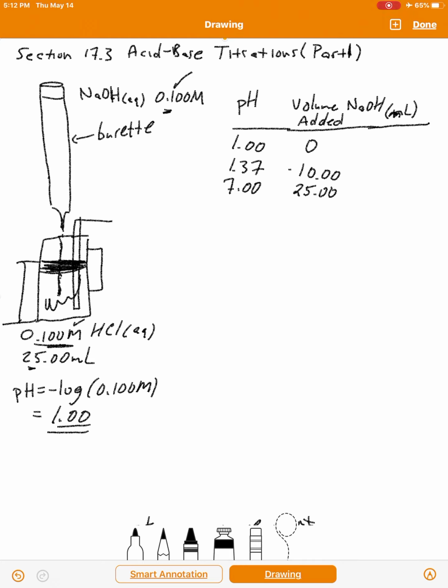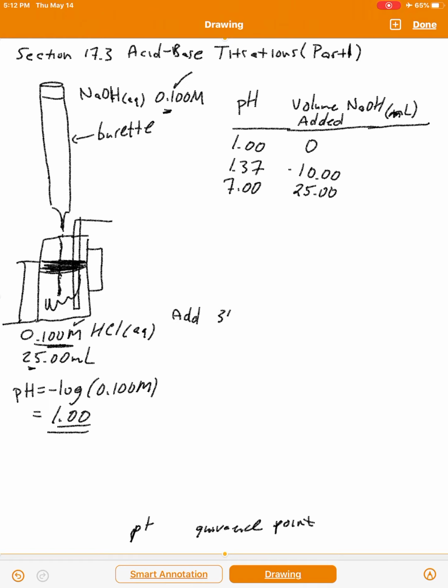And that is the case where we add not 25, but 35. So now we're going to add 35 milliliters of NaOH solution. Remember, it's dissolved in water, so it's not pure NaOH, it's NaOH dissolved in water. Okay? Now, let's do the same calculation.